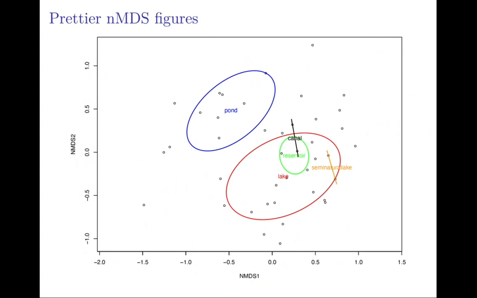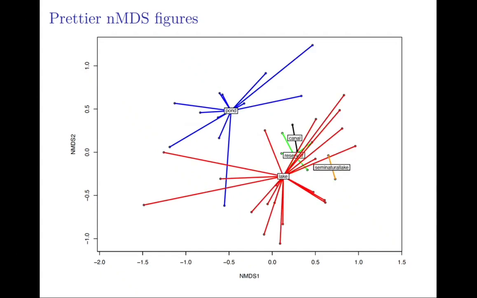And so I did my best to create some prettier nMDS figures because they were called for. And so you can see the code under the hood that allows you to change the color. I don't think we did ellipses last time that go around the data points, and so I wanted to draw those here.